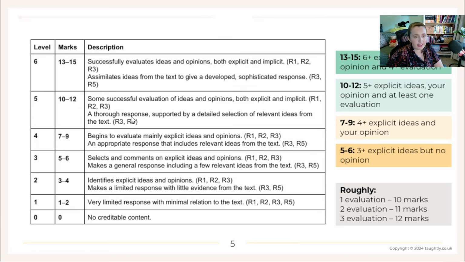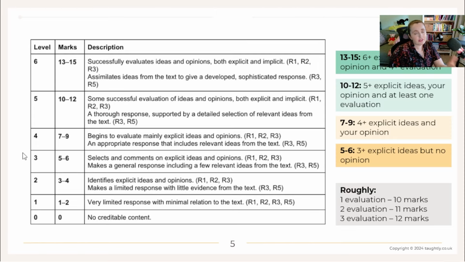So for the next band, 10 to 12, you have got some successful evaluation. So you have got 1 evaluation point or more, perhaps. Generally, if you're getting 10, that means you've got 1 evaluation point. You've got your opinion and you've got explicit details from the text. So some successful evaluation, thorough response supported by a detailed selection of relevant ideas. You will have a fair number of relevant ideas, probably about 5. But generally, if you have an evaluation point, the examiner will put you here unless you really don't have a lot of details. Usually, having an evaluation means that you're going to be here.